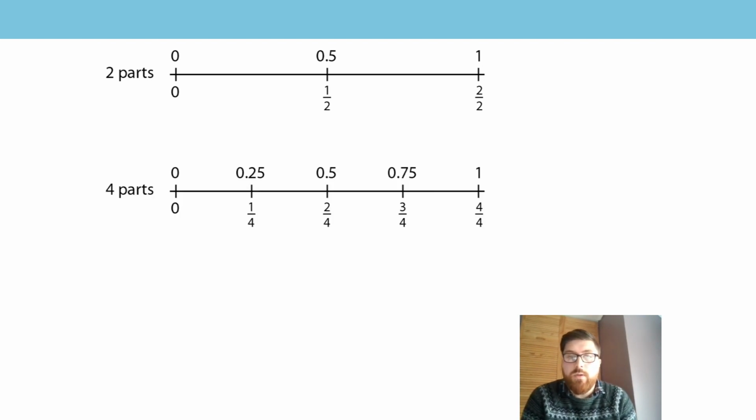Let's have a look at this number line, which has been split into 4 equal parts. Let's try the decimals first, starting from 0. Are you ready? Let's go. 0, 0.25, 0.5, 0.75, 1, or 1 whole. Let's go backwards. 1, 0.75, 0.5, 0.25, 0. I'm hoping you're saying it as 0.25 and 0.75, if you remember back to earlier on.